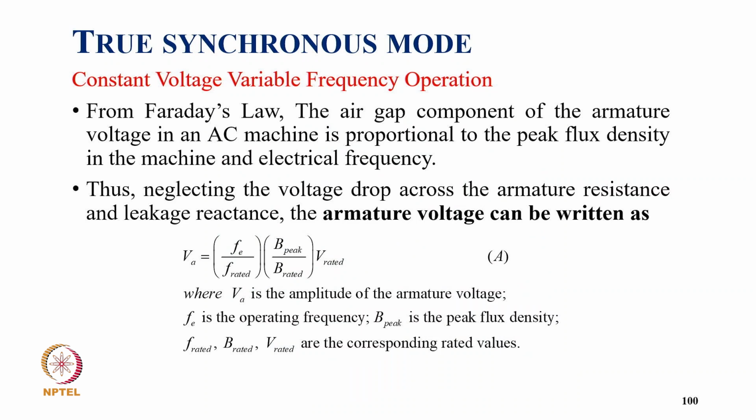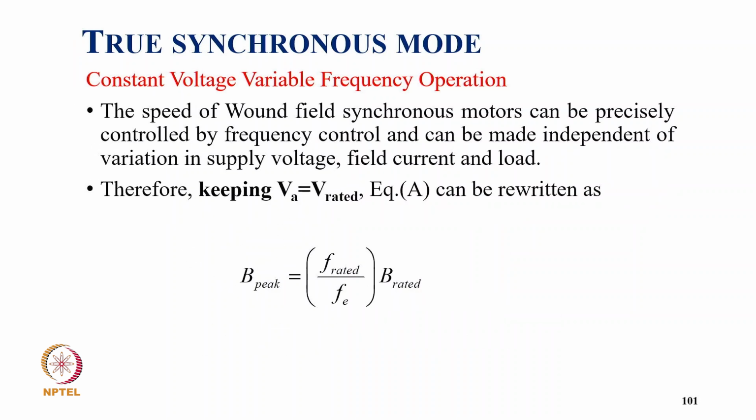So now coming to constant voltage variable frequency operation. From Faraday's law, the air gap component of the armature voltage in an AC machine is proportional to the peak flux density in the machine and the electrical frequency. Thus, neglecting the voltage drop across the armature resistance and leakage reactance, the armature voltage can be written as V equal to F upon F rated into B peak upon B rated into V rated. Here V is the amplitude of armature voltage, F is the operating frequency, B peak is the peak flux density, and F rated and B rated are the corresponding rated values.